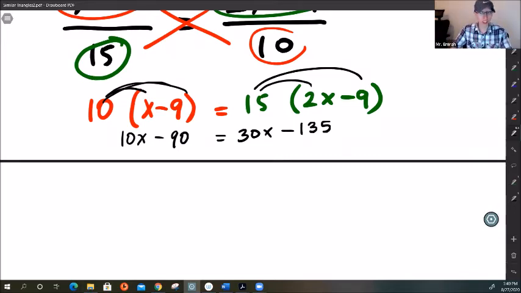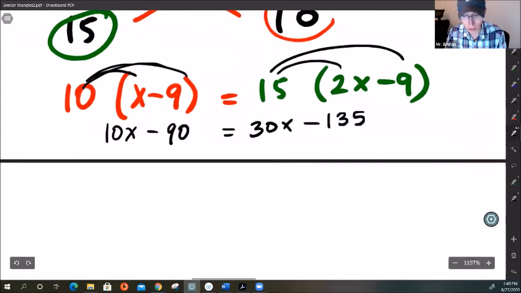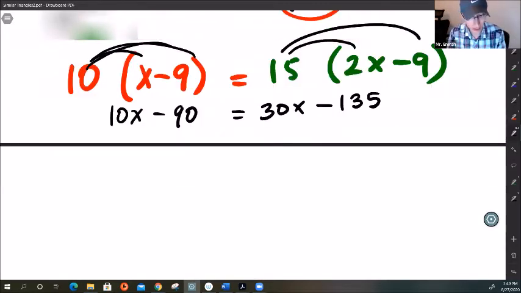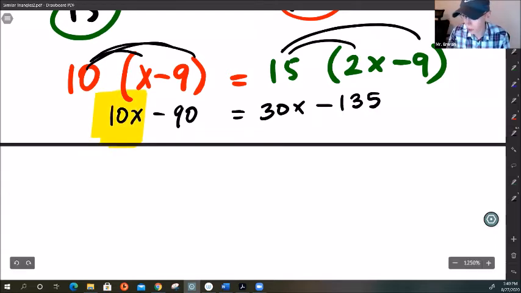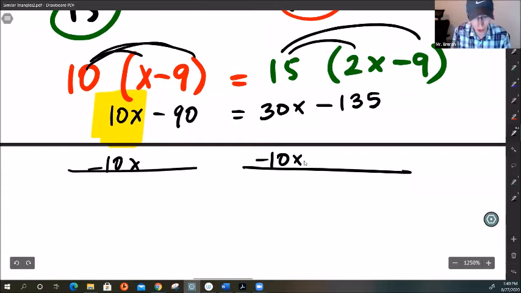Okay, did I do everything correctly so far? Now that I have x on both sides, I need to get rid of one of the x terms. And I get rid of the smaller x term usually. Since 10x is the smaller one, I get rid of this one. So I'll take away 10x from both sides. And then whatever you do, you got to do the same thing on both sides of the equation.